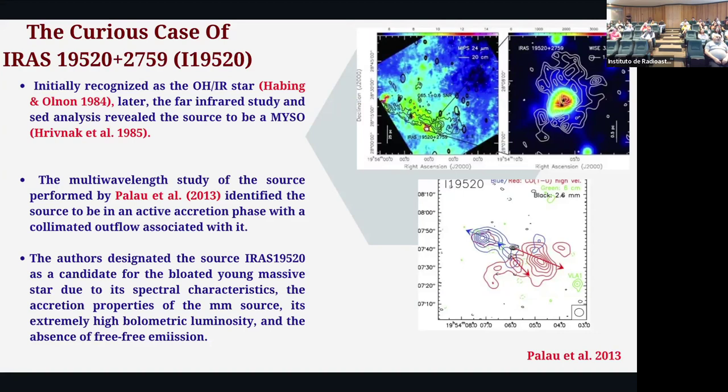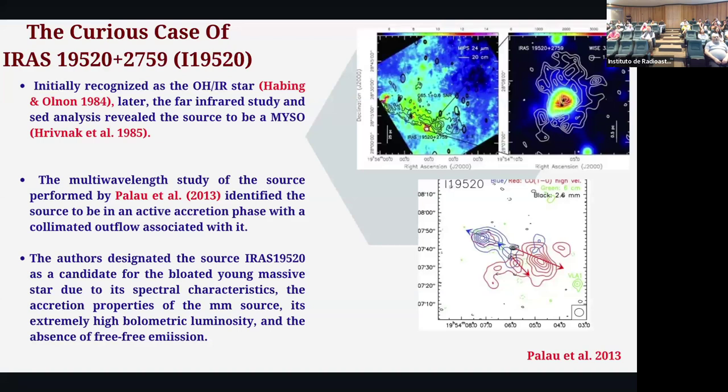The spectral type we expect with this volumetric luminosity is somewhere around O4 or O5, but it's a bit later. The multi-wavelength study of this source performed by Balao et al. 2013 identified the source to be in an active accretion phase with a collimated outflow associated with it.